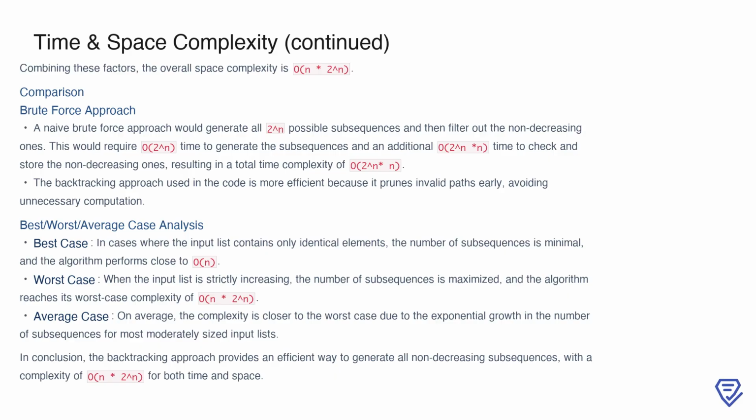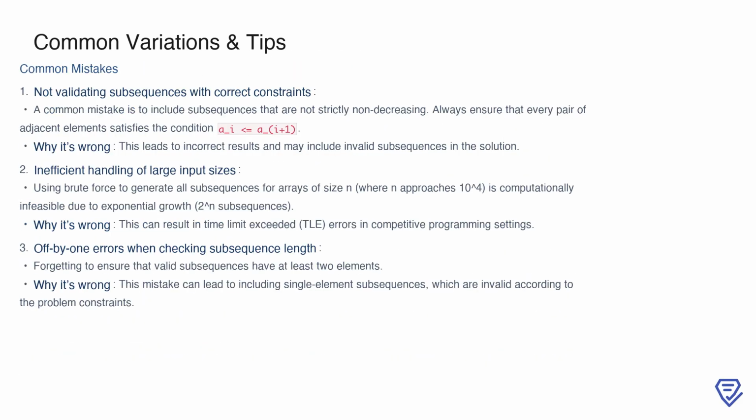On average, for moderately sized inputs, the time complexity tends to lean closer to the worst case due to the exponential growth in subsequences. Overall, backtracking is an effective way to solve this problem, balancing efficiency within the constraints of its exponential nature. When solving this problem, there are a few common mistakes to watch out for.